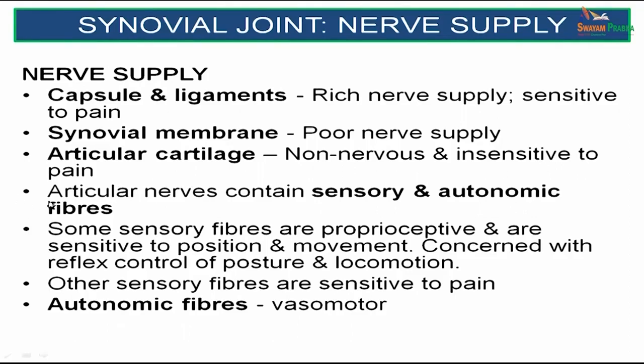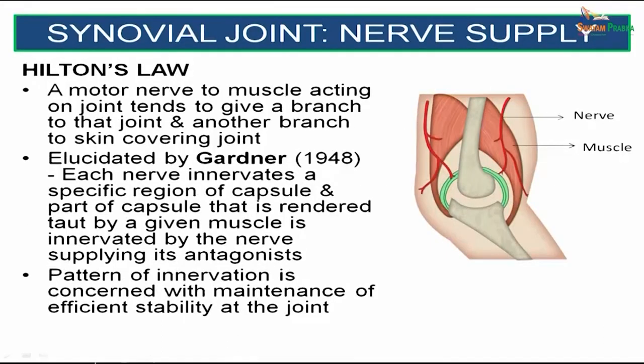Now, the nerves, which are called the articular nerves, contain sensory fibers and autonomic fibers. The sensory fibers are proprioceptive, that means they are sensitive to the position and the movement of the joints. They are concerned with the reflex control of posture and locomotion. Some sensory fibers are those which are related to pain. The autonomic fibers are vasomotor in nature. The nerve supply is governed by two laws, Hilton's law and Gardner's law.